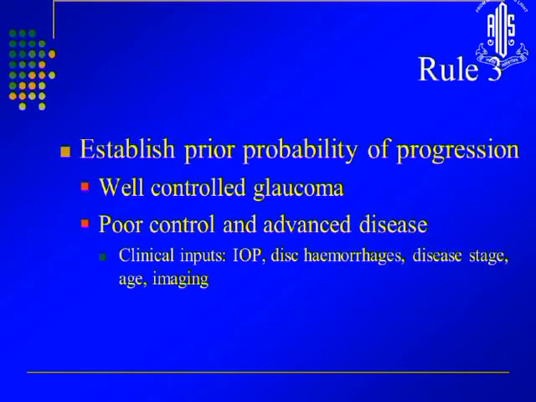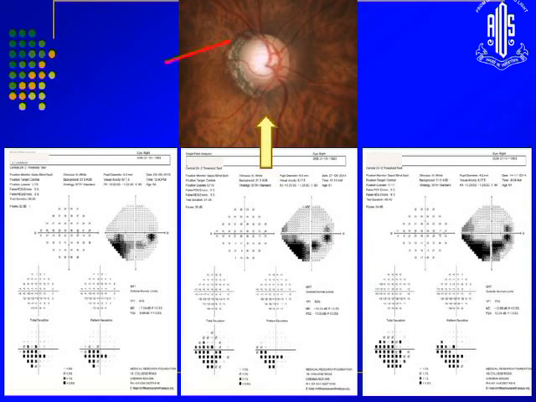Rule number 3, establish the prior probability of progression before we actually do the visual fields. Is it a well-controlled glaucoma clinically, or is it poor control with an advancing disease? The clinical inputs could include the intraocular pressure, the disc hemorrhages, the disease stage, and imaging. Another example here, we can see that there has been a slow progression over time. You can see the increased amount of defects there. And there is definitely a disc hemorrhage at this point of time when the patient came. So things correlate. Patient is progressing, and we have the evidence for that.